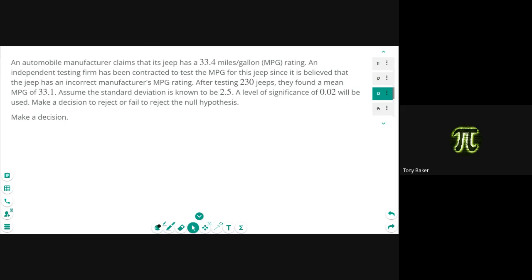So this is exactly the same as the last problem. We know our standard deviation. So what's my null hypothesis? The mean is 33.4. And my alternate hypothesis is the mean is not 33.4, because the claim is incorrect. It doesn't say higher or lower, it just says it's incorrect.